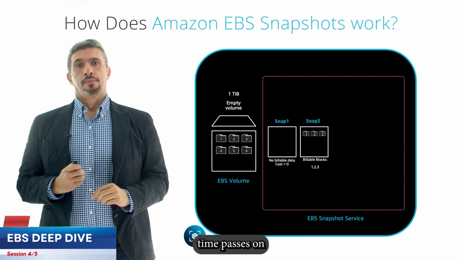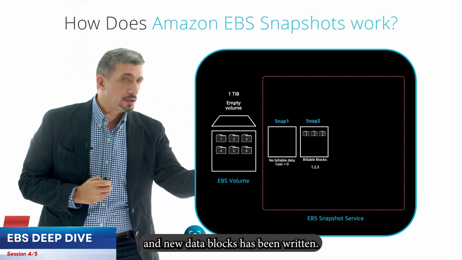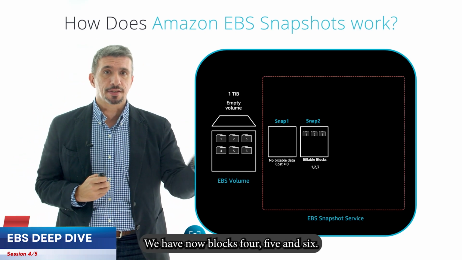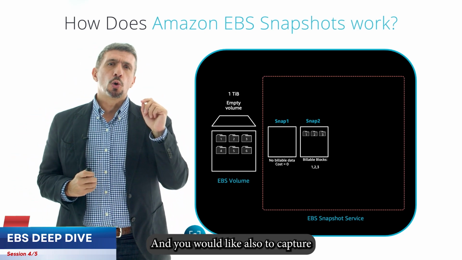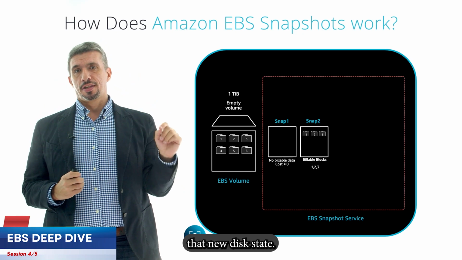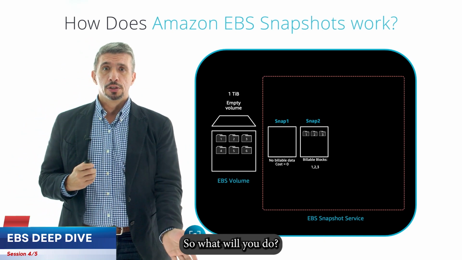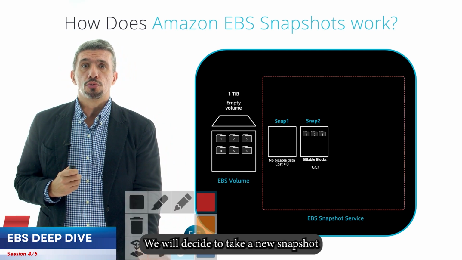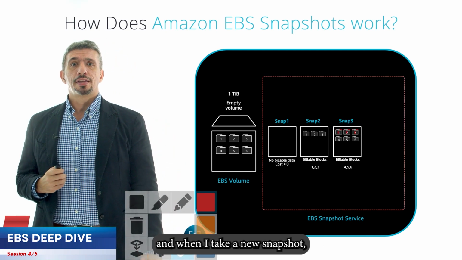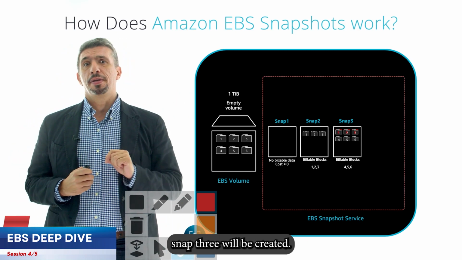Time passes, and new data blocks have been written. We now have blocks 4, 5, and 6. And you would like to capture that new disk state and have a new recovery point. So what will you do? You decide to take a new snapshot, and when you take it, snap3 is created.